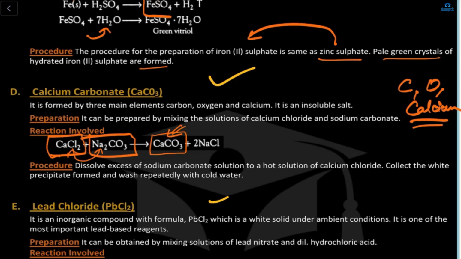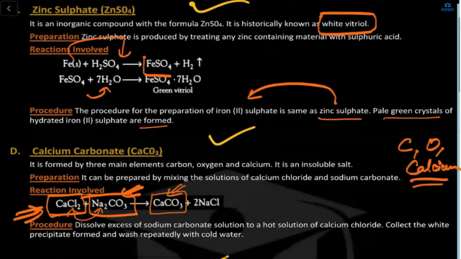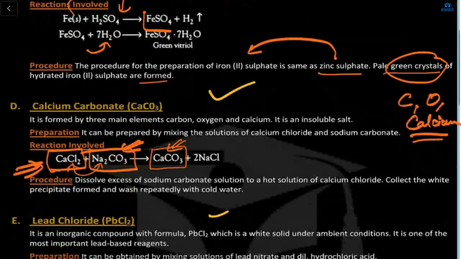And what's the procedure for this? Dissolve excess sodium carbonate solution into a hot solution of calcium chloride. Again, same process, sodium carbonate with calcium chloride. And at last it will give us a white precipitate. White color will form. So this is the process for calcium carbonate. Here, pale green crystals; there, blue vitriol; and for calcium carbonate, a white precipitate will form.